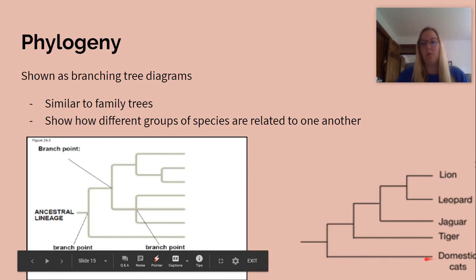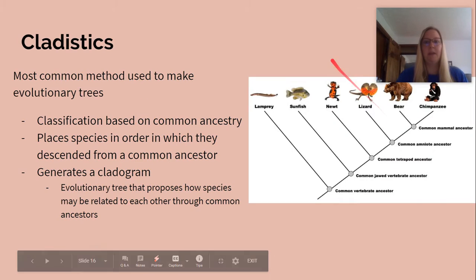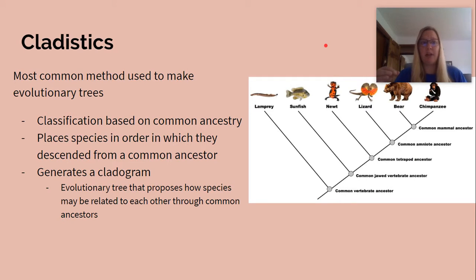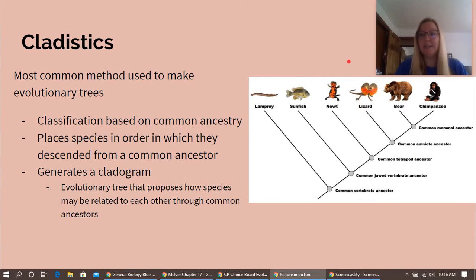So the oldest connection to this ancestral lineage is the domestic cats. They broke off to the tigers, that broke off to the jaguar, that broke off to the leopard, that broke off to the lion. Cladistics and cladograms are the most commonly used method to make evolutionary trees. You guys have seen this before. We did a cladogram activity in evolution.